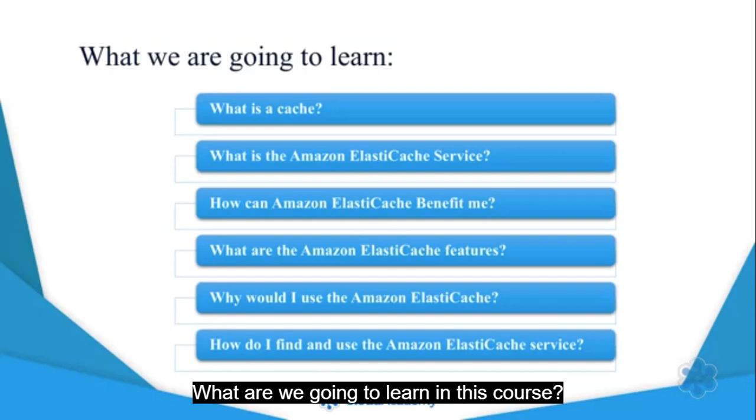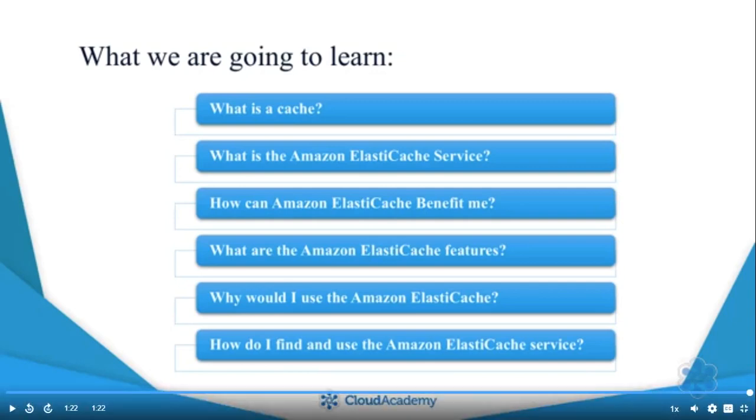So, what are we going to learn on this course? We'll discuss the concept of caching and how it relates to the Amazon ElastiCache service. We'll define and discuss ElastiCache. We'll talk about the benefits of the service. Then we'll talk about ElastiCache features. Next, we'll talk about why we would use ElastiCache. And finally, we'll discuss how to locate ElastiCache in the AWS console and describe the basic steps for setting it up.